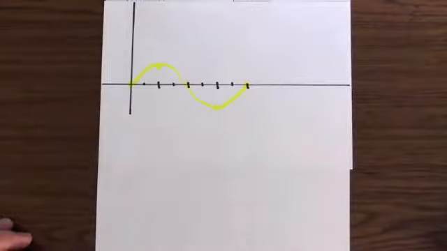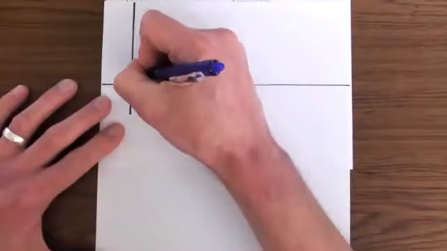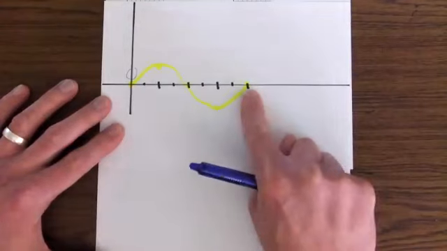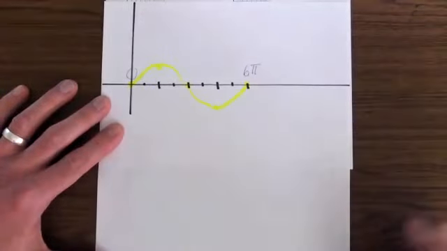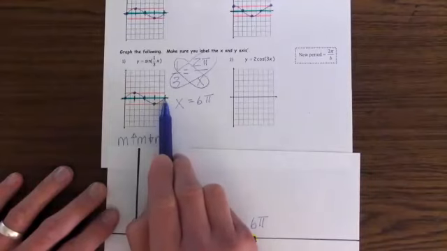Now, there's 2 points on this graph that we already know. We already know this point here. At this point on the x-axis, that's 0. And we know this one here. This is the very last point on your graph. We just solved for it. It's 6 pi. So here on your graph, you'd put 0. Here you'd put 6 pi.